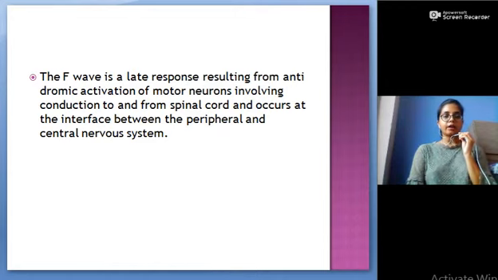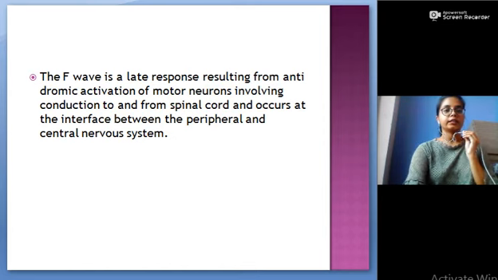Now, why is it called antidromic activation of motor neurons? Antidromic activation is always the direction against the physiological direction, or you can say the direction of conduction is opposite to that of physiological direction. That is why we call it antidromic activation of the motor neurons, right? Because in F wave, the direction is opposite of the physiological direction for motor neurons. That is why it is known as antidromic direction.